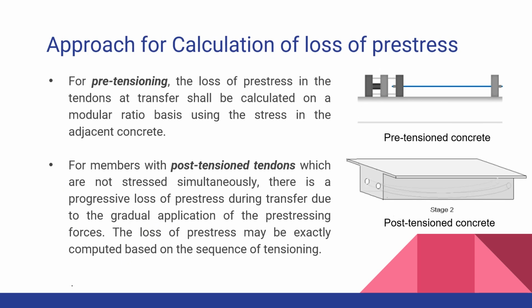There are different approaches for calculation of loss of prestress. For pre-tensioning, the loss of prestress in the tendons at transfer shall be calculated on modular ratio basis using stress in adjacent concrete. For members with post-tension tendons, which are not stressed simultaneously, there is a progressive loss of prestress during transfer due to gradual application of prestressing forces. The loss of prestress may be exactly computed based on the sequence of tensioning. In case of tendons which are simultaneously stressed, there will be no loss of prestress due to elastic shortening of concrete.